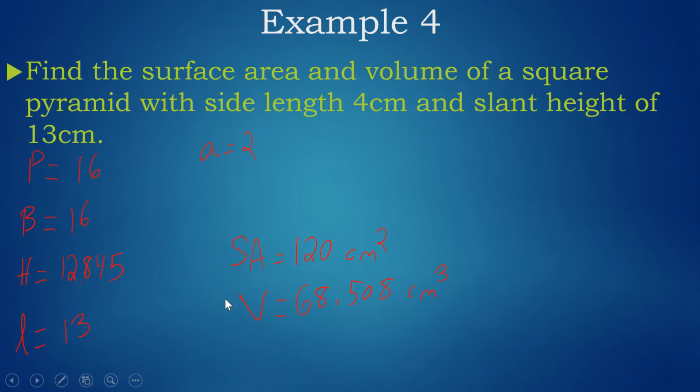Okay, so you should be finding your surface area to be 120 centimeters squared, your volume to be 68.508 centimeters cubed. Your perimeter is 16 because you're doing 4 times 4. Your area of the base is 16 because you're doing 4 squared. The height when you solve for, because your apothem is 2, half the side length, you'll get 12.845, and you plug in and get the surface area and volume.